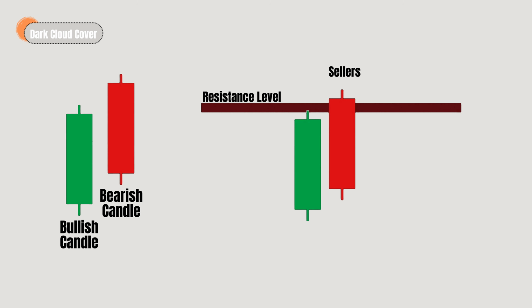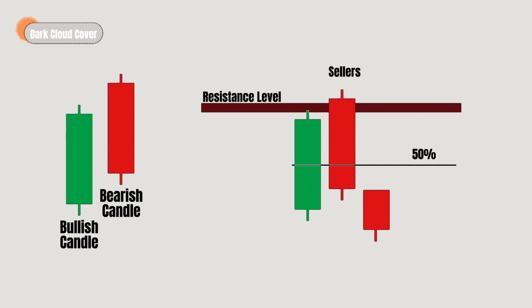The buying pressure created by the buyers in the market is completely eliminated, and at higher levels, sellers start to take control of the market. Here, if the closing of this red bearish candle is below 50% of the body size of the previous green candle, then this dark cloud cover candlestick pattern is considered valid.